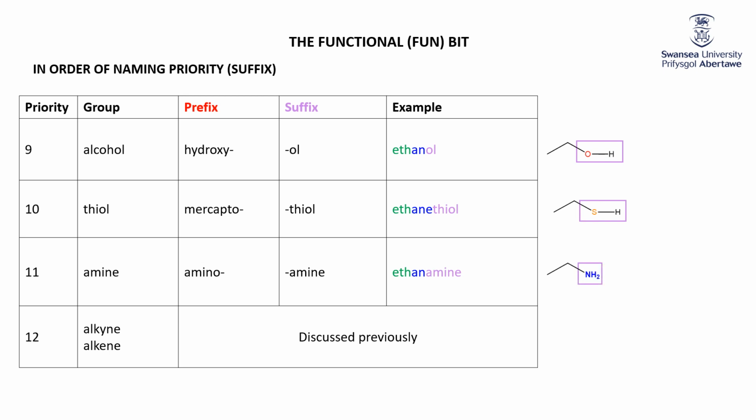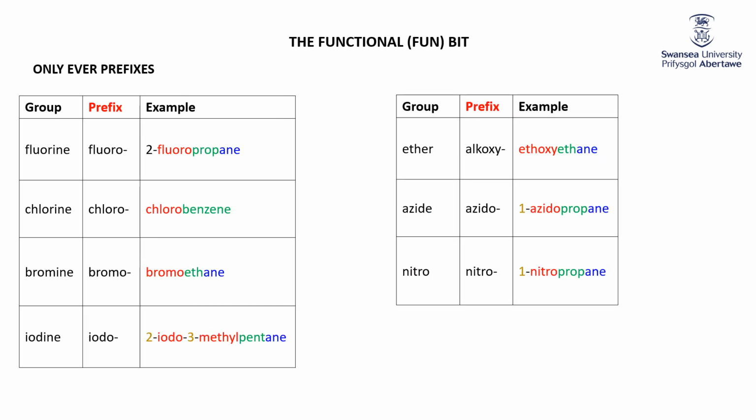Amine, the last real priority, and then of course we talked about alkynes and alkenes, where we have discussed those previously. There are functional groups which will never ever lead to a suffix, so you can see if you've got a halogen in there, as you might be familiar with, fluoro, chloro, bromo, iodo, and then ethers and azides and nitros.